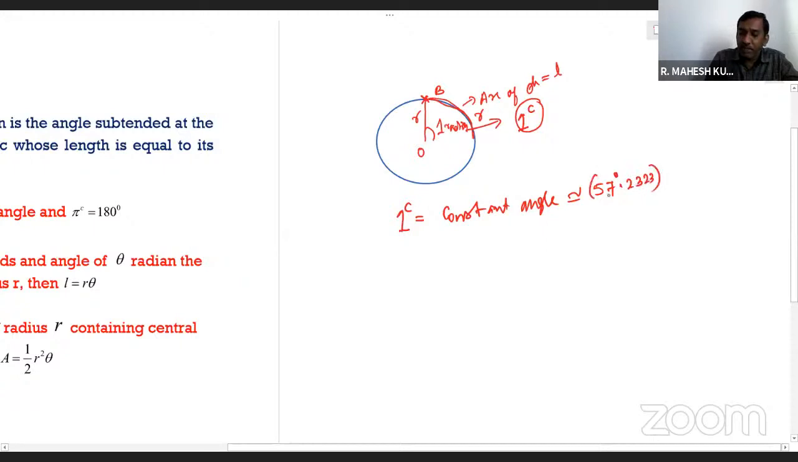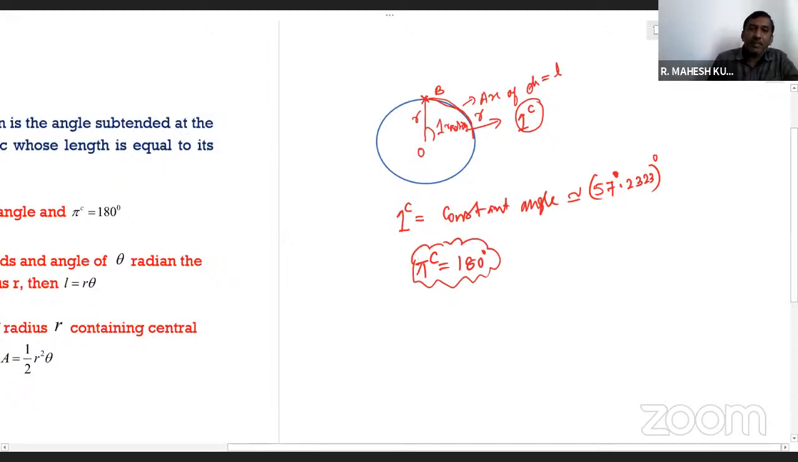57.2323 degrees is the approximate value of this radian, right? So that is going to be a constant. If you want to write the radian in degrees, the relation between radian and degrees is: pi radian is always equal to 180 degrees. This you should remember. Pi radian is always equal to 180 degrees.